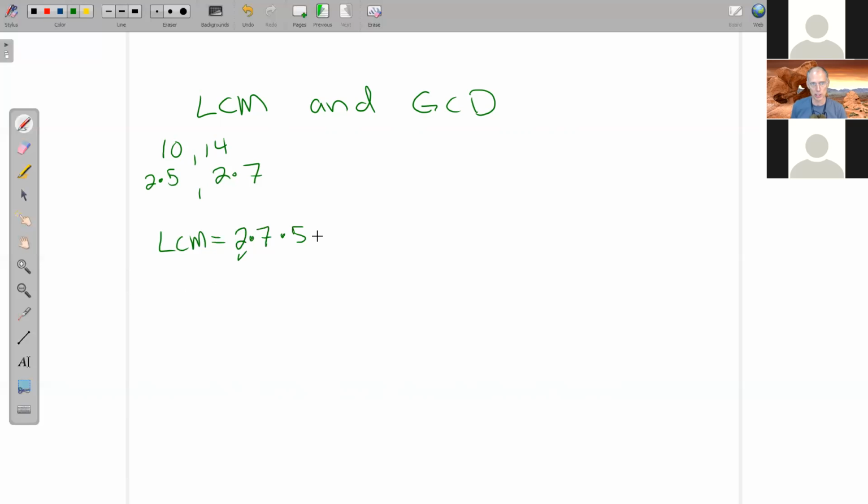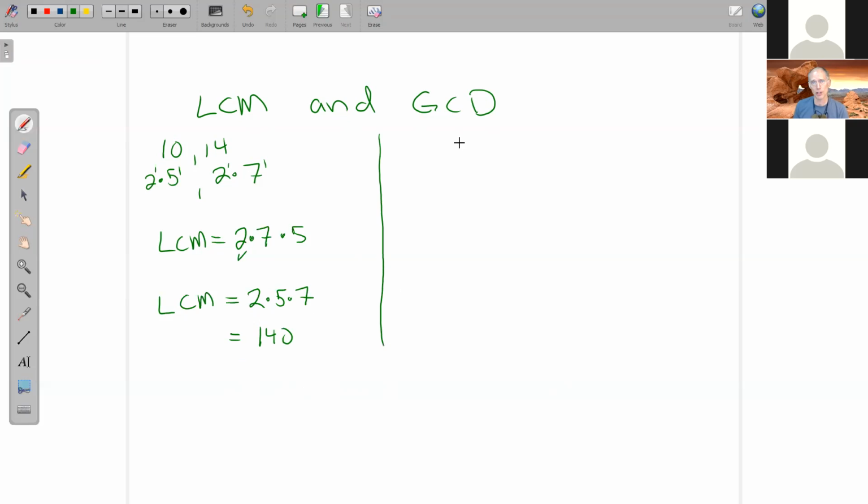The other strategy we had for the LCM is that we choose the highest power of the factors. The powers here are 1, 1, 1, and 1. And so the highest power of 2 that I see is 2 to the first, or 2. The highest power of 5 that I see is just 5 to the first, or 5. And the highest power of 7 I see is 7. And so that's another strategy for selecting the right factors to make the lowest common multiple. And so then I multiply them out and I see, oh, okay, it's 140.